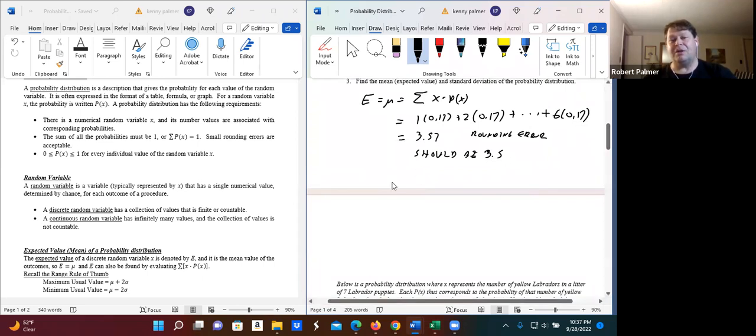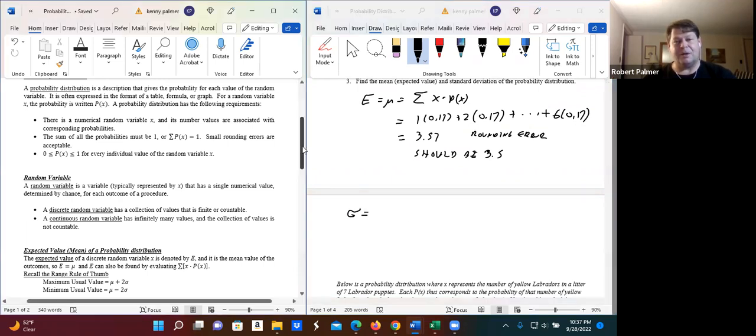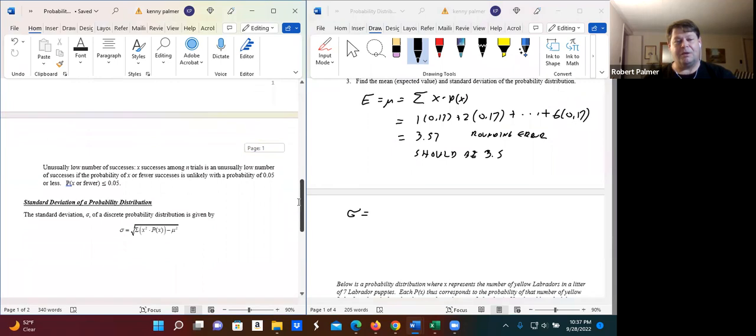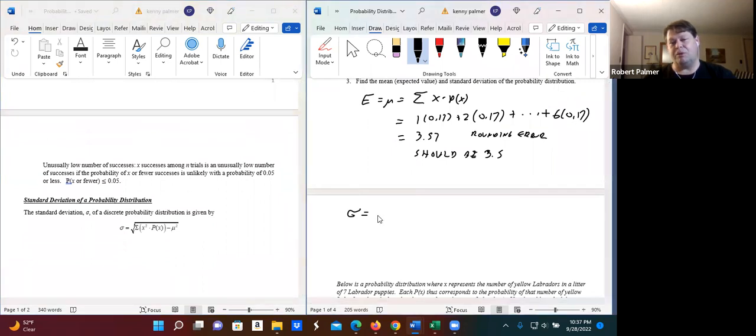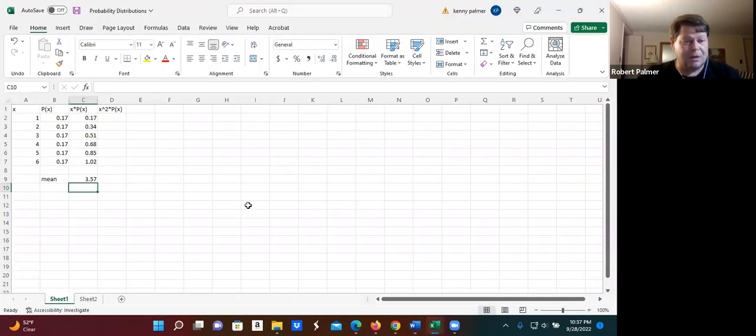Now, let's find the standard deviation. So sigma is this formula. Let's go back and take a quick look at that formula again. The difference in the calculation is the square root of another sum, but this time of not x, but x squared times p of x. Then from that, we subtract the mean squared. Now, I'm also on our Excel spreadsheet, and I'll make the spreadsheet available in the notes.